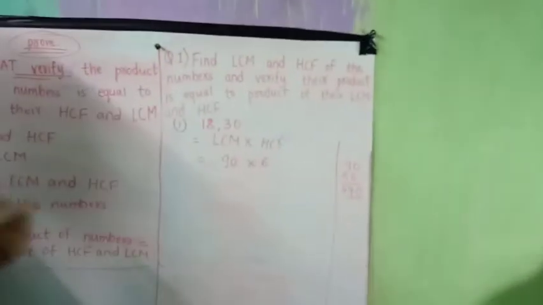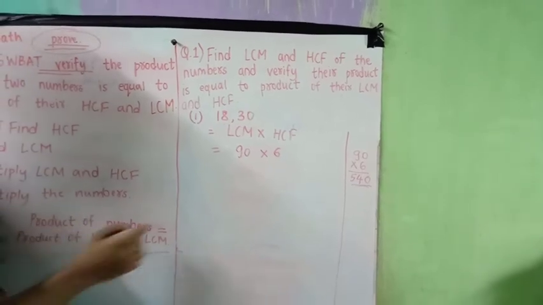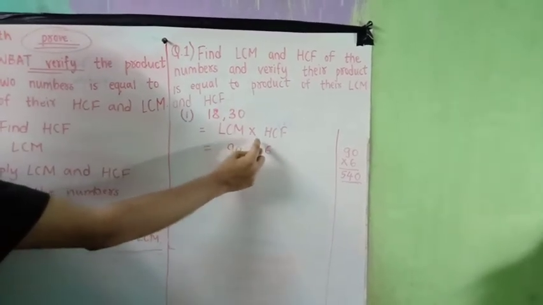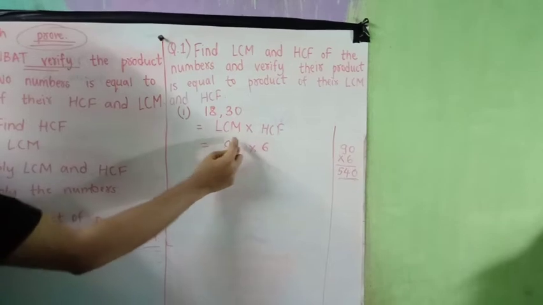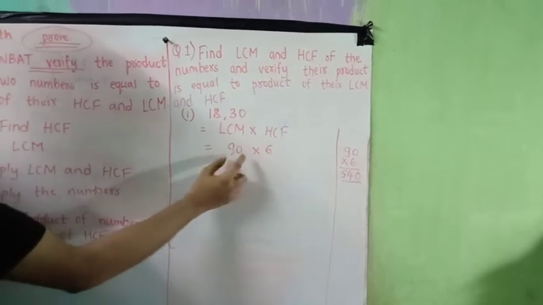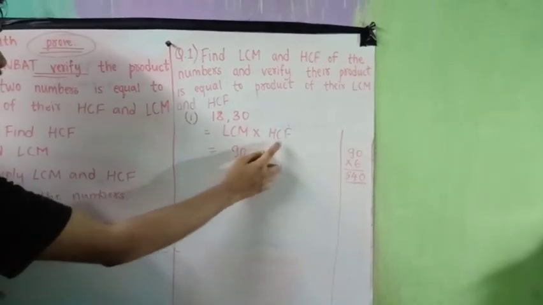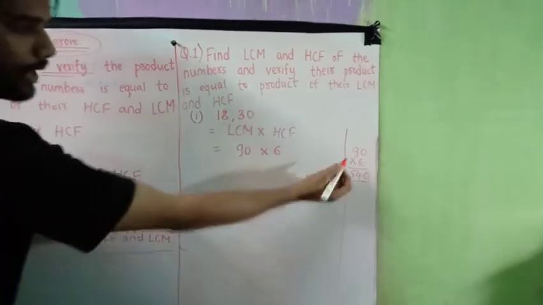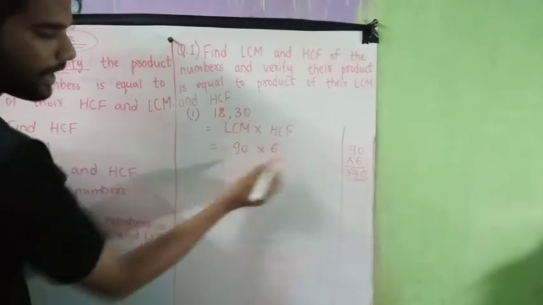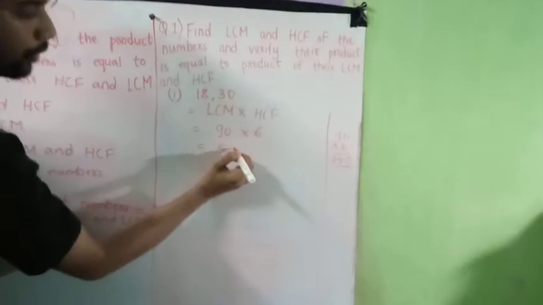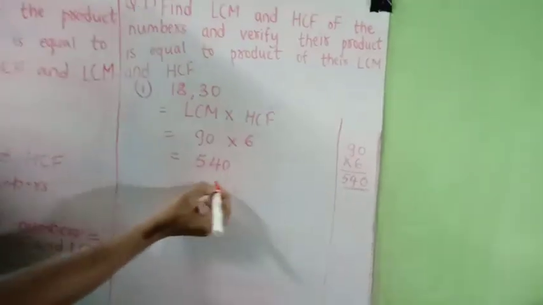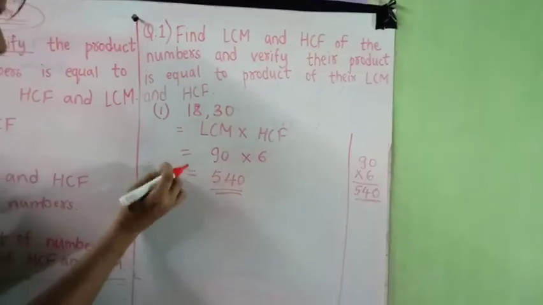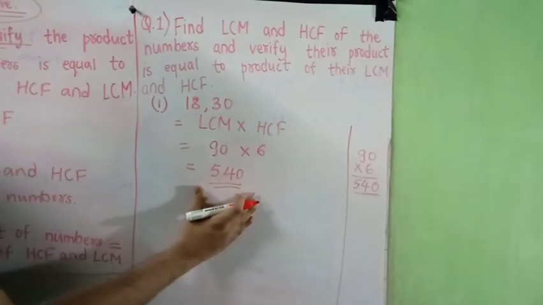Okay, now we will go for our third step. What is our third step? We have to multiply LCM and HCF. So we will find out the product of LCM and HCF. So LCM क्या आया था 90 and HCF क्या आया था 6. Alright, so 90 into 6 will give you 540. You can do your working note on the right hand side of your page. So my LCM into HCF is 540.